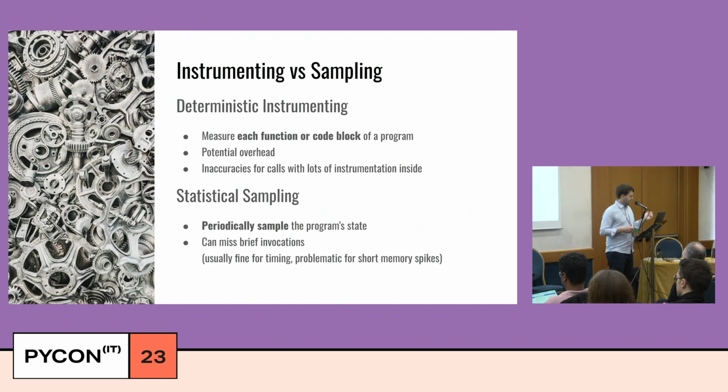And for timing profiling especially, sampling usually works fine because you care about slow and long functions, and slow and long functions are the ones that you will sample anyways because they appear more often. So in those cases, it's fine. If you look for short memory spikes that are really brief, you might miss those, for example, with sampling profilers. So it totally depends on your use case. Again, you should be aware what kind of profiler you use and what your use case is.